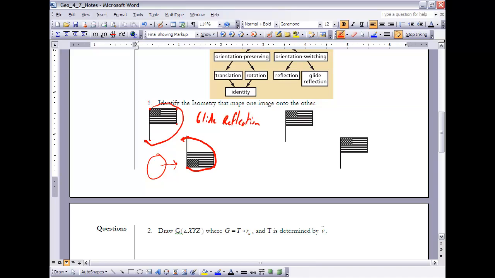Okay? On the second one, if I look at the orientation on those same points, I'm going clockwise here and I'm going clockwise here. So I know it's got to be either a translation or a rotation because it's orientation preserving. And since I didn't turn at all, it just slid down the page, it would be a translation.